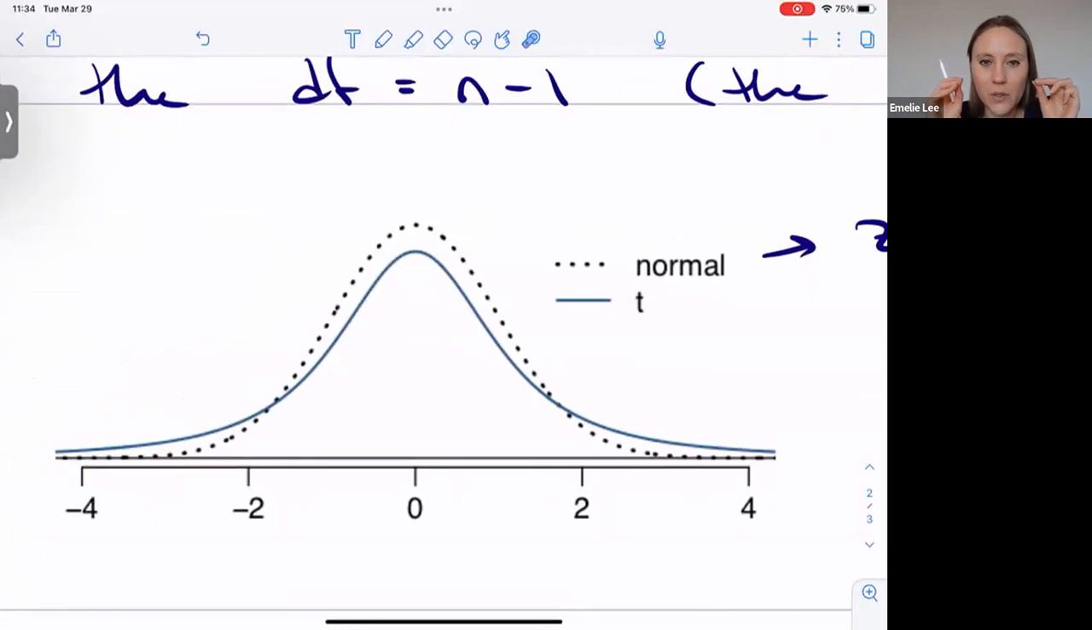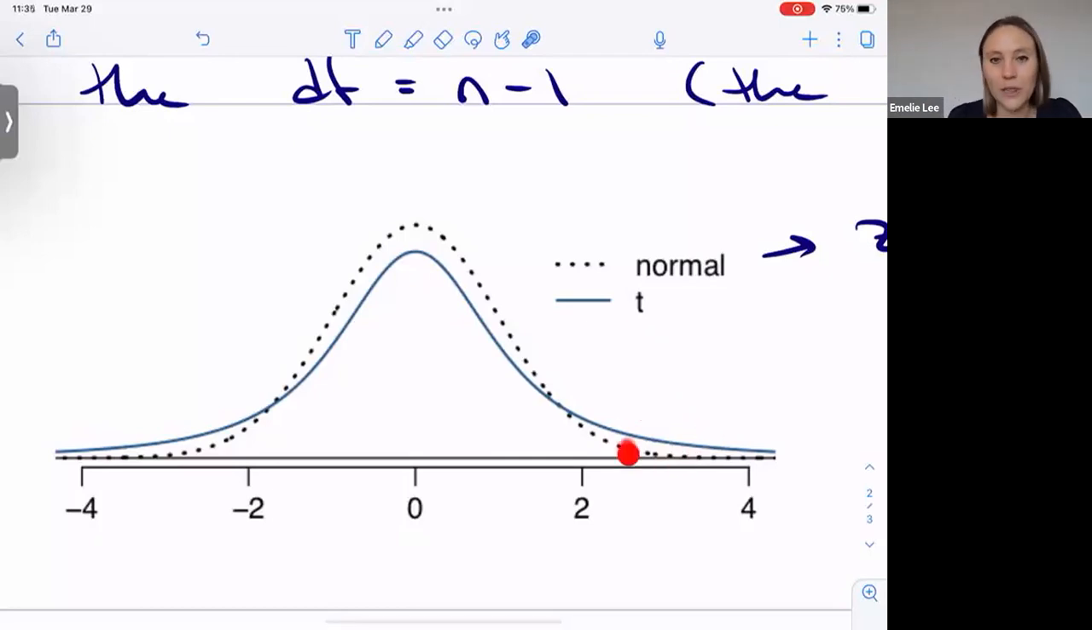Notice the t-distribution is a little bit lifted off, right? If you have the normal distribution like this, then the t-distribution kind of comes down in the center and lifts off in the tails.